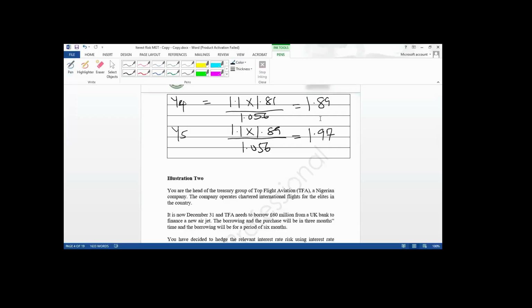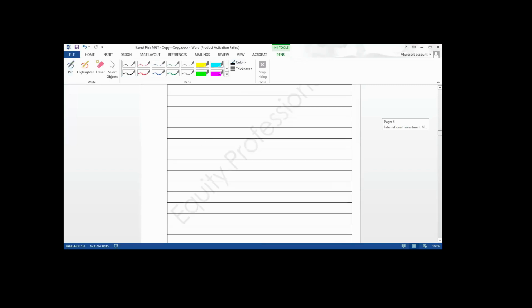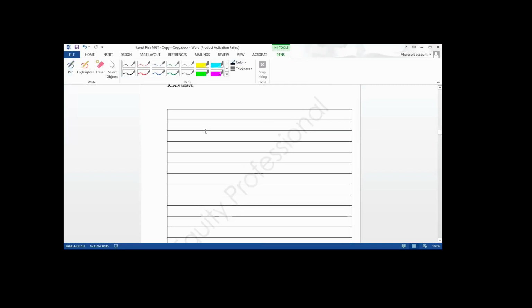You have been able to forecast exchange rates. I need to expand this. Okay, let me take from here.